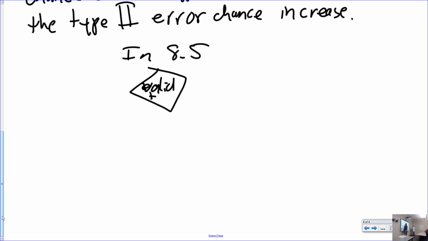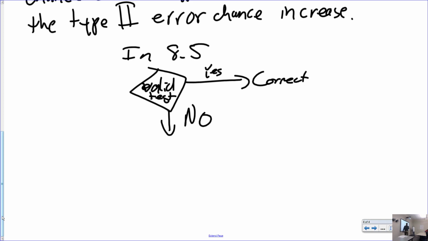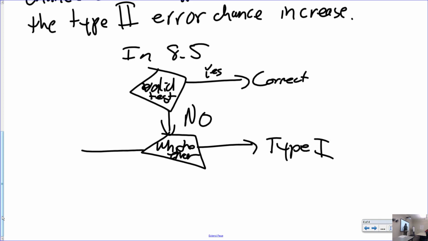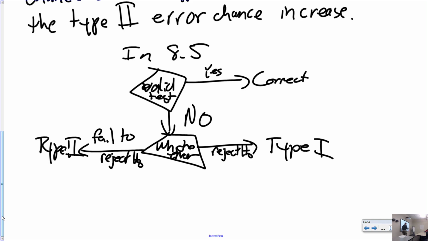Valid assumption, valid test. If it's a valid test, yes, then the decision was correct and we're good. If the test is not valid, no, then we have to make a decision on which error. It's either type 1 or type 2. And it's purely on whether or not we fail to reject or reject the null hypothesis, right? So in this one, we would reject the null. In this one, we would fail to reject the null. And those are the only 3 cases you can have, okay?